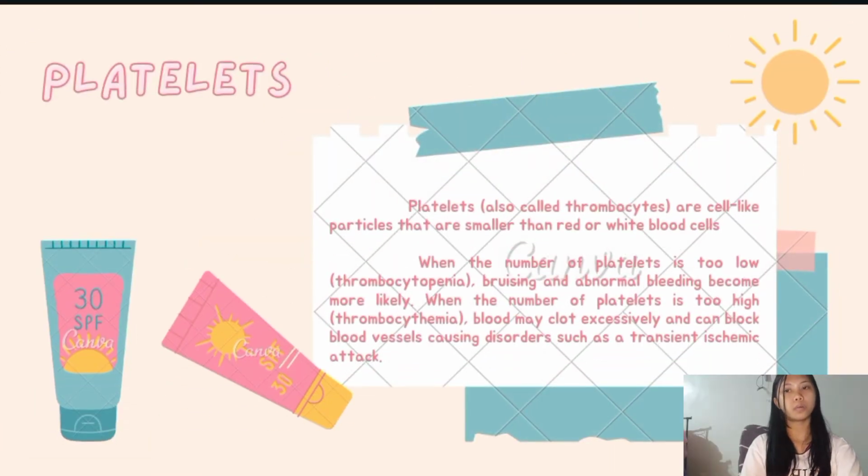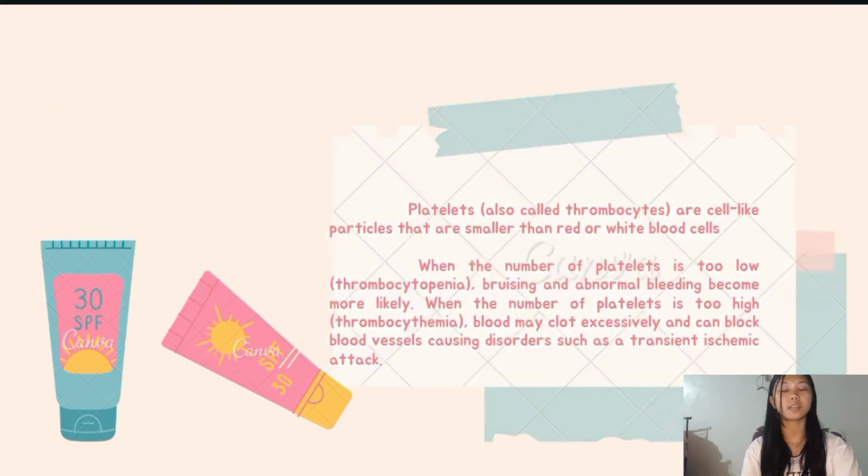Platelets, also called thrombocytes, are cell-like particles that are smaller than red or white blood cells. When the number of platelets is too low, or thrombocytopenia, bruising and abnormal bleeding become more likely. When the number of platelets is too high, or thrombocytosis, blood may clot excessively and can block blood vessels, causing disorders such as transient ischemic attack.